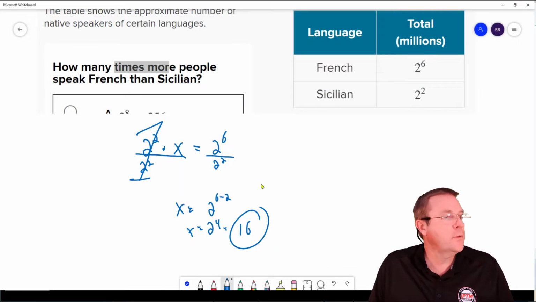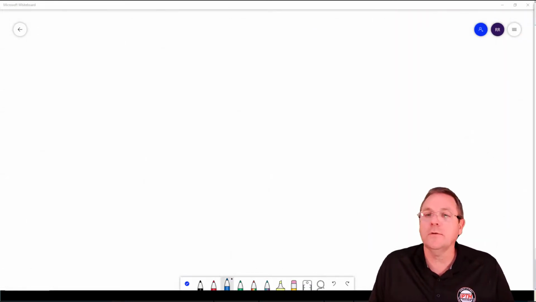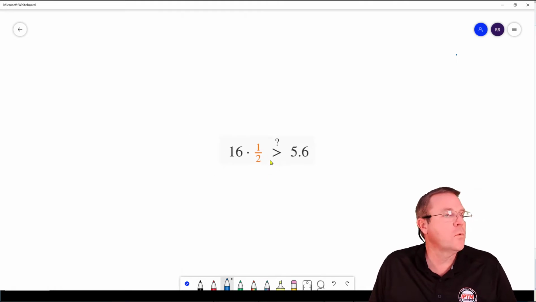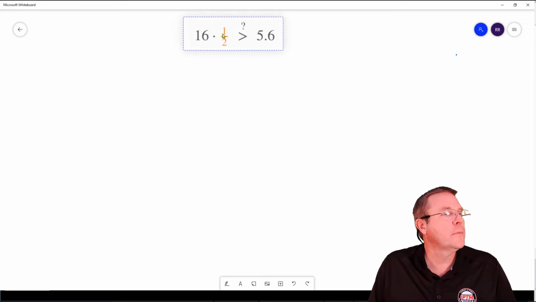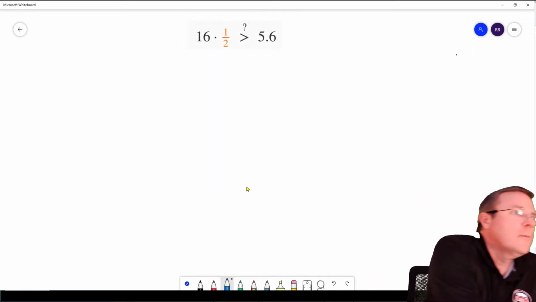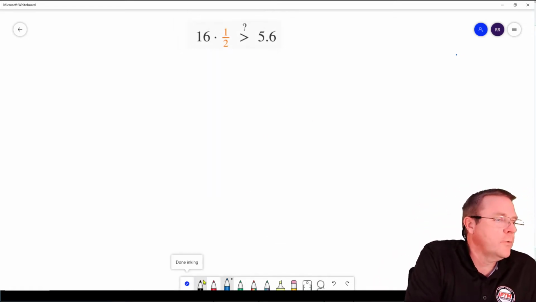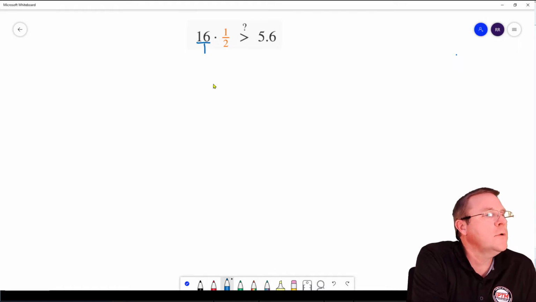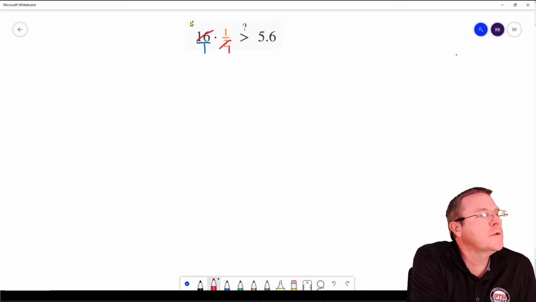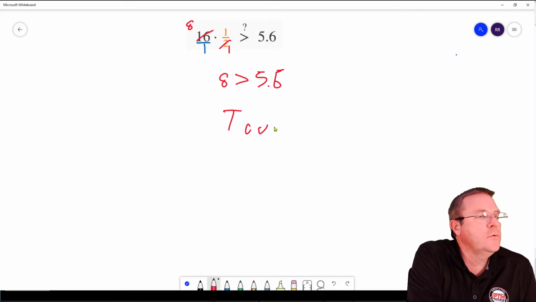So I'm going to find some nice clean real estate to work with, and I'm going to work my problem. The 16 needs to be turned into an improper fraction by putting a 1 under it. I'm going to simplify. 2 goes into 2 once. 2 goes into 16 8 times. 8 times 1 is 8. 1 times 1 is 1. And 8 over 1 is 8. 8 is greater than 5.6. This is going to be a true statement.